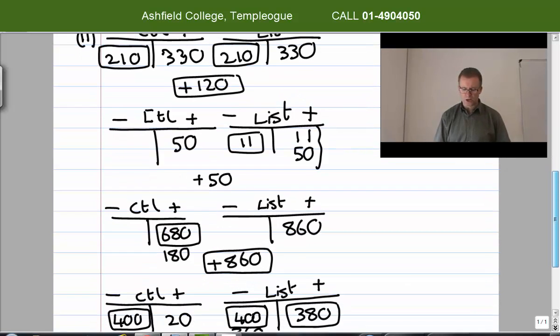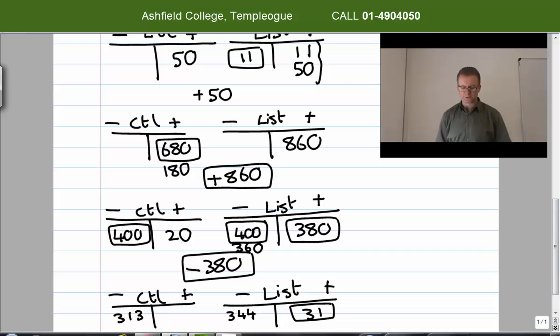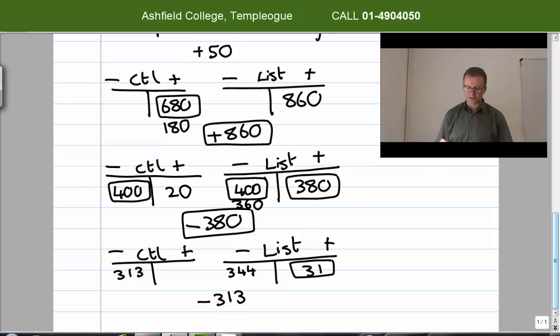In number 4, I'll be using the 180 in the control, which is the fresh entry, and the 860 in the list. My details will be credit purchases. In number 5, I'll be using the 20 in the control and the 360 in the list. Details will be purchase returns. And final one there, I'll be using 313 from the control account, and I'll be using 344 from the list. I'll be ignoring all the figures in the boxes. And that is the 6 adjustments. We can now look at the final correct answer from that.